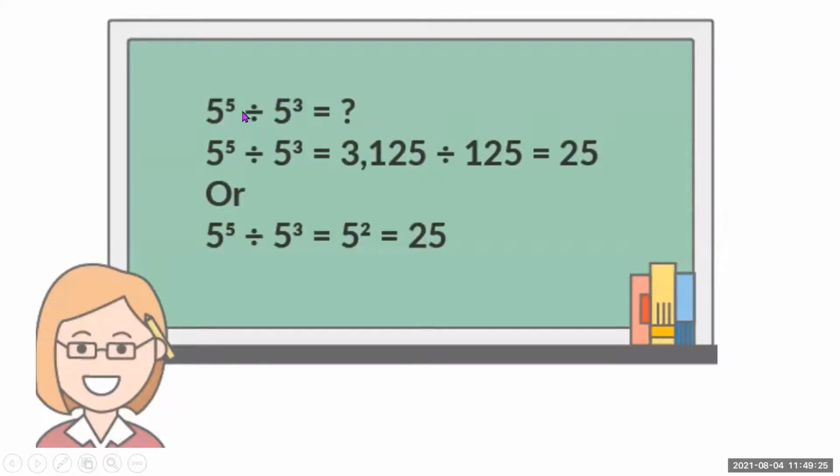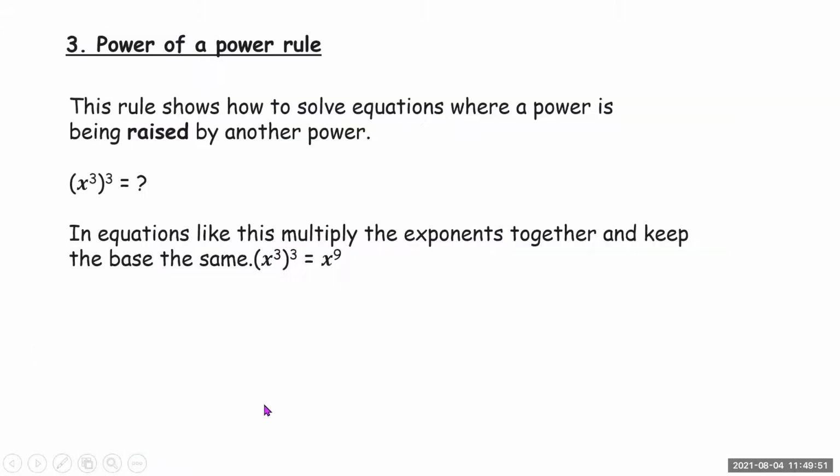So 5 power 5 divided by 5 power 3. If you do the actual calculation, it is 3125 divided by 125, which is 25. But we can easily do it straight away: 5 power 5 divided by 5 power 3 gives you 5 power 2, because 5 minus 3 is 2. So this is how we calculate using the exponents.